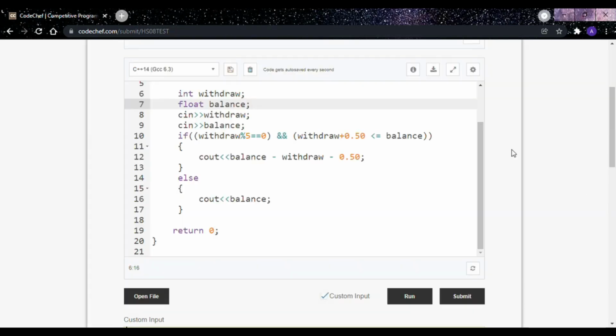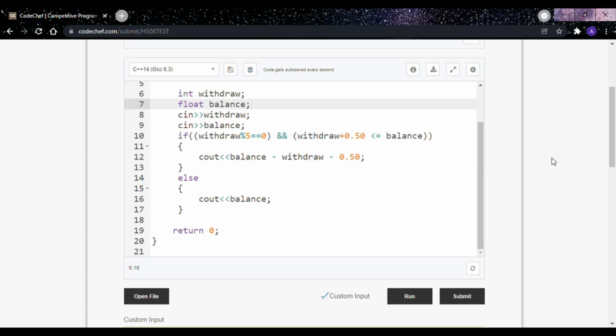Now let's have a look at the code and the logic behind it. So here we have a variable named withdraw, which is of integer data type. Then we have another variable named balance, which is of float data type. Now in the question, they took X and Y for denoting withdrawal and balance, but for better understanding of the code, we directly took their functionality names, which are withdraw and balance.